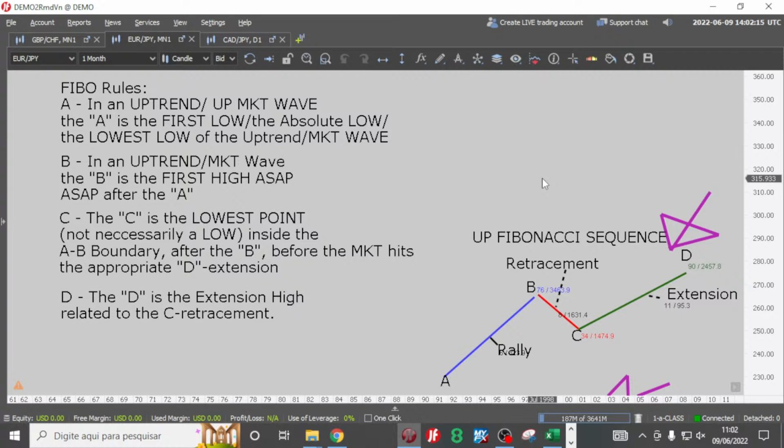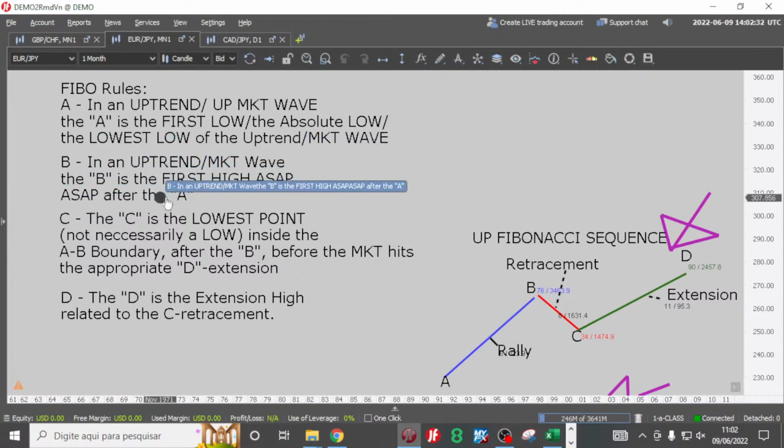Fibonacci rules. In an uptrend, what is an A? In an uptrend, the A is the first low, the absolute low, the lowest low of the uptrend or market wave. The B in an uptrend market wave is the first high as soon as possible after the A.